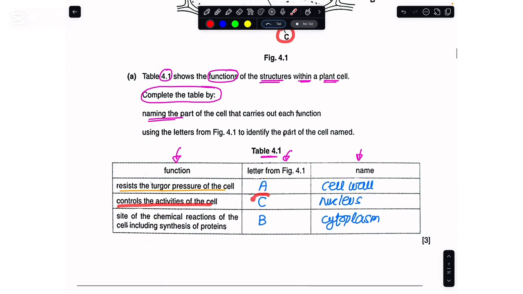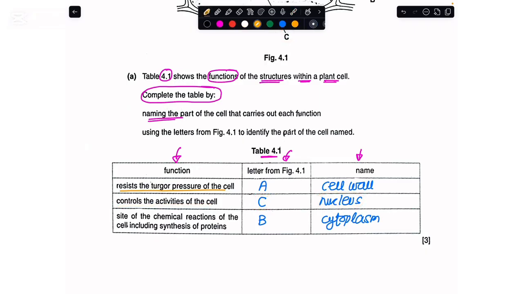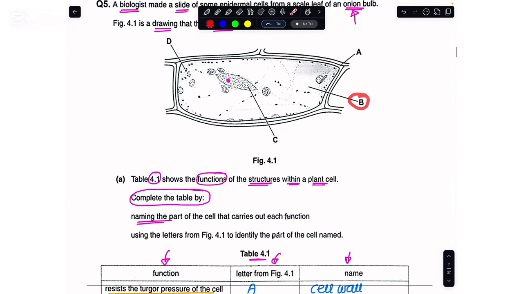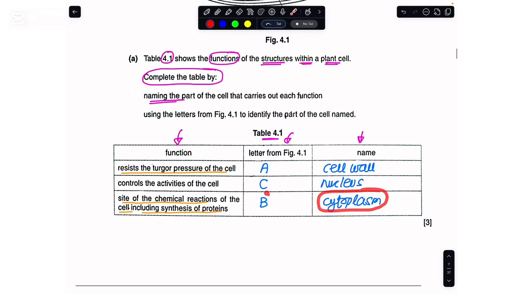So the letter that we have here is C, and the name of the cell structure is the nucleus. And at the end, they ask what is the site of the chemical reactions of the cell, including the synthesis of the protein. So here he has not just asked about the making of the protein, but he is asking about the site of the chemical reactions, including the synthesis of the protein. So we know this is the cytoplasm, and the letter that we have to write down here is B.